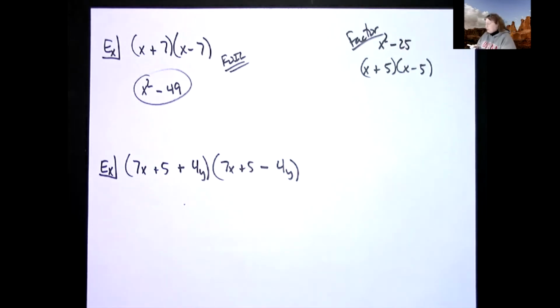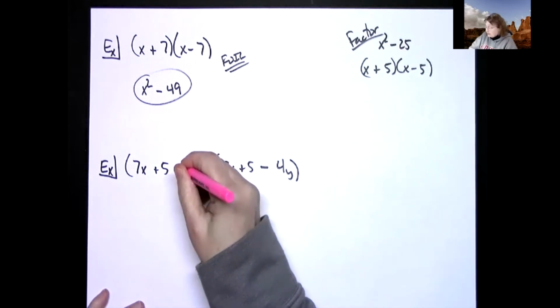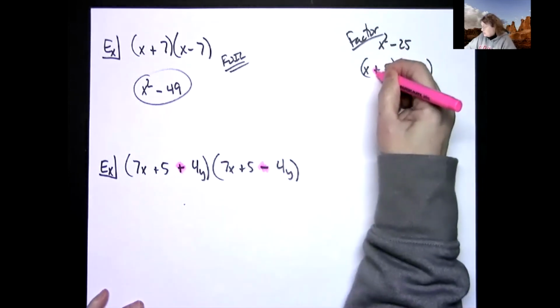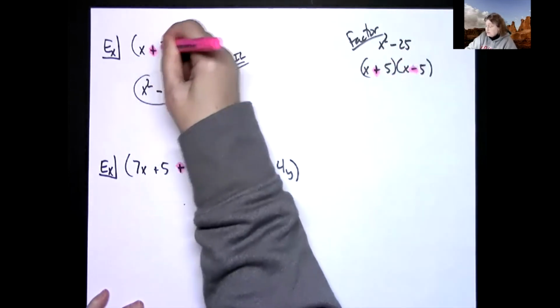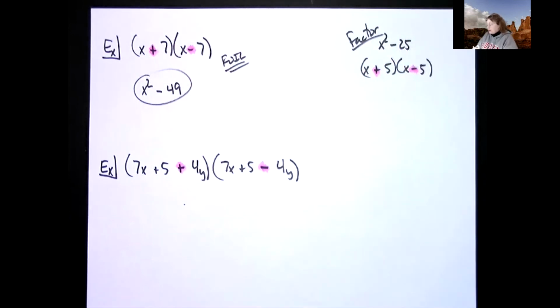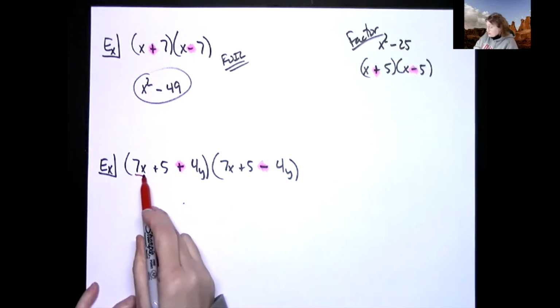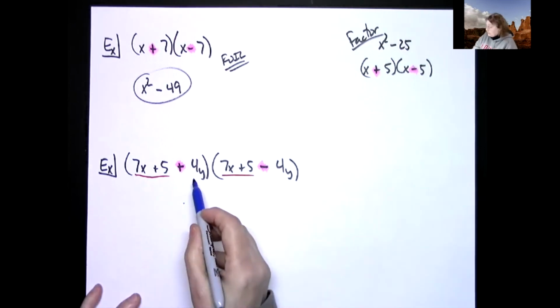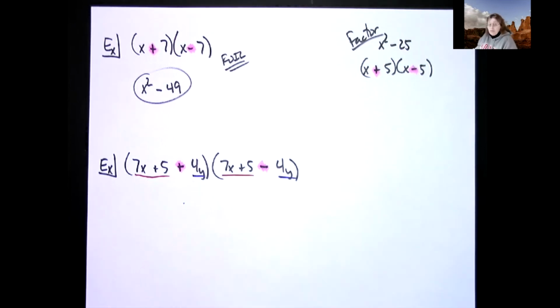Now it's going to take some getting used to, okay? But here's my plus sign. Here's my minus sign, right? Plus sign, minus sign, plus sign, minus sign. So this matches this. That entire thing is my first term, okay? The 4y matches the 4y. That's my entire second term.